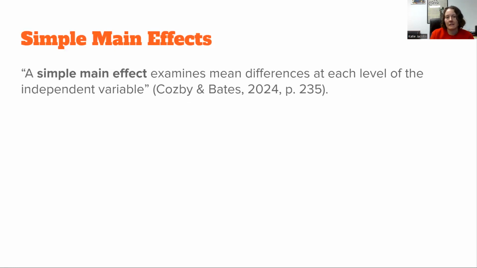So simple main effects just examine the mean differences at each level of the independent variable. Going back to that example we just made up, we would examine the difference between the sleep habits of people who identify as male, female, and non-binary. That's one simple main effect we'd study. Another simple main effect we'd examine is whether there is a significant difference in the sleep habits of 9th, 10th, 11th versus 12th graders.